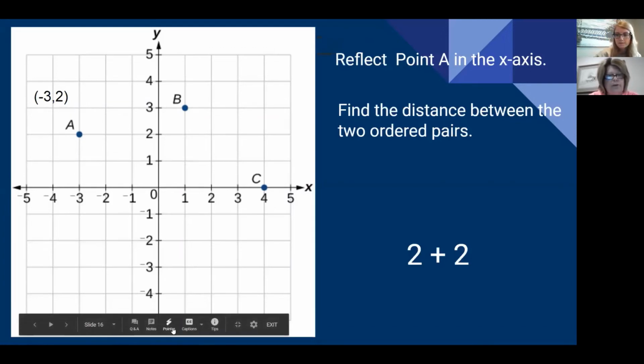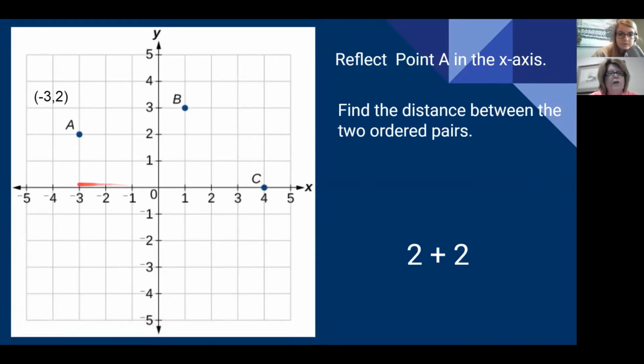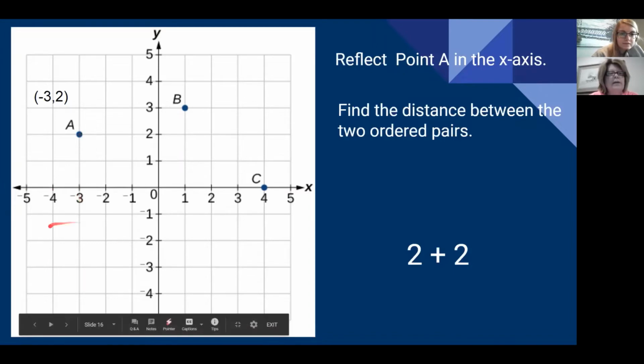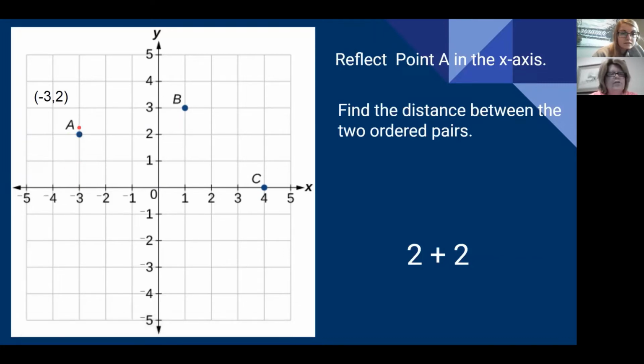I'm going to get my pointer to help you see a little bit better. So this is my x-axis. So that means I'm going to fold on this line, class. So that means that this point is going to end up in this quadrant. Now, the easiest way to do that on graph paper is to just count how many I am away from that x-axis. So I am 1, 2 away from that. So I'm also going to go 1, 2 from the x-axis in the opposite direction.